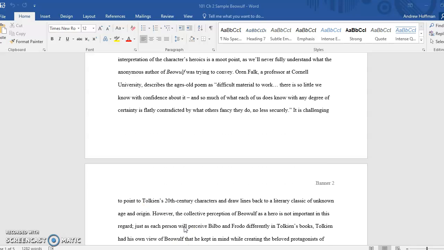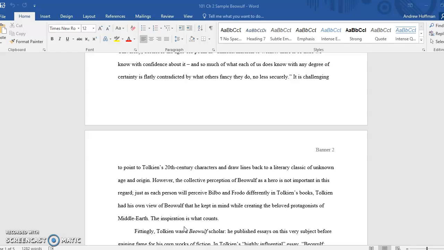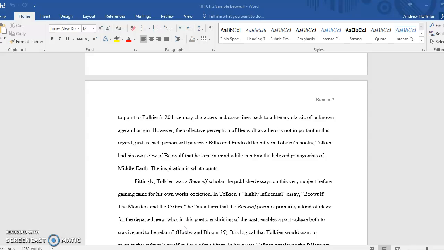It is challenging to point to Tolkien's 20th century characters and draw lines back to a literary classic of unknown age and origin. However, the collective perception of Beowulf as a hero is not as important in this regard. Just as each person will perceive Bilbo and Frodo differently in Tolkien's books, Tolkien had his own view of Beowulf that he kept in mind while creating the beloved protagonist of Middle-earth. The inspiration is what counts. Nice little wrap up there.